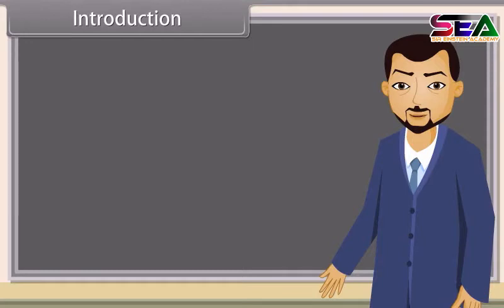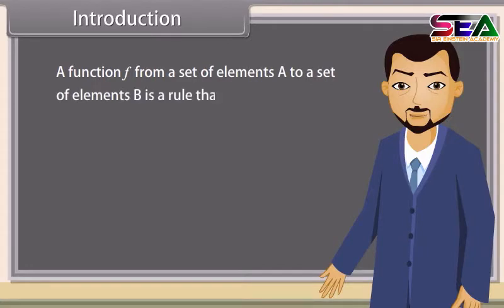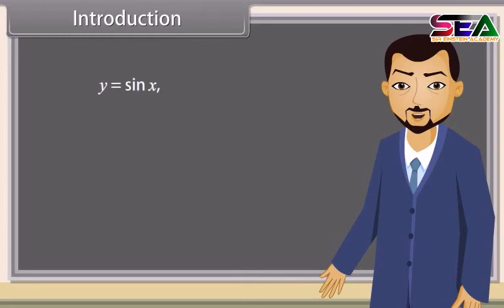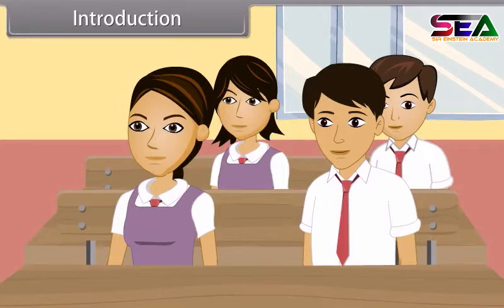Before we define the inverse trigonometric functions, we need to think about exactly what we mean by a function. A function f from a set of elements A to a set of elements B is a rule that assigns to each element x in A exactly one element f of x in B. y = sin x, y = cos x, and y = tan x are functions in the sense of this definition, with A and B being sets of real numbers.